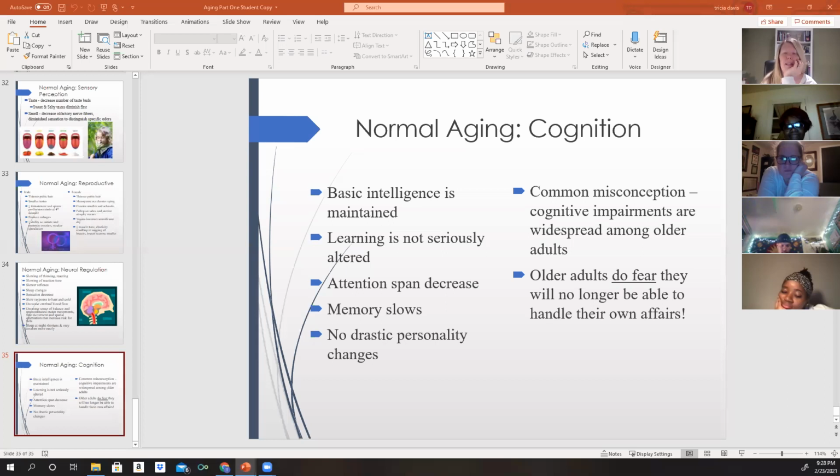It is a common misconception that cognitive impairments are widespread among older adults. It's just not the case. Older adults do fear that they will no longer be able to handle their own affairs. So this is something really important I want you to always think about in the back of your mind. When you're taking care of an older adult and you ask them questions like, have you had any falls in the last 6 months? They may lie to you, because if they've been in the hospital before and already had a fall, they know what's coming. They know that you're going to get PT and OT involved, and that if they are not deemed safe to go home, they have to go to long-term rehab.